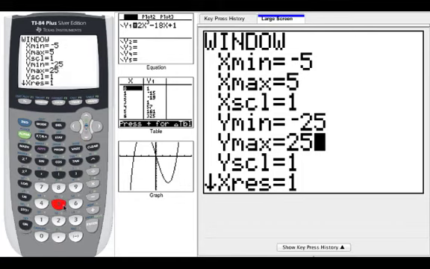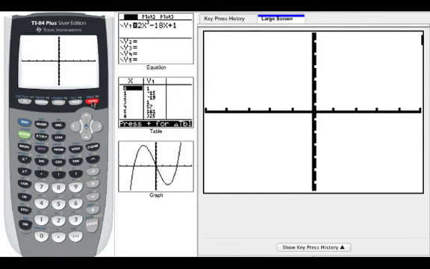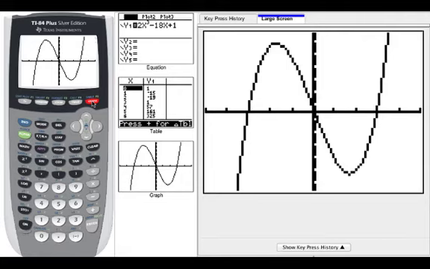Okay, and so press enter, and if we hit graph again, let's see what that looks like. And that looks much better. Now we can actually see these places that would represent the local maximum and the local minimum. And so here's how we could actually use the calculator to find those max and min points.